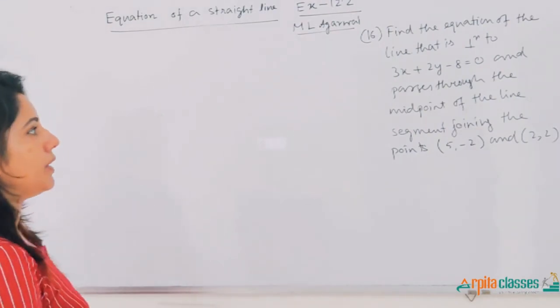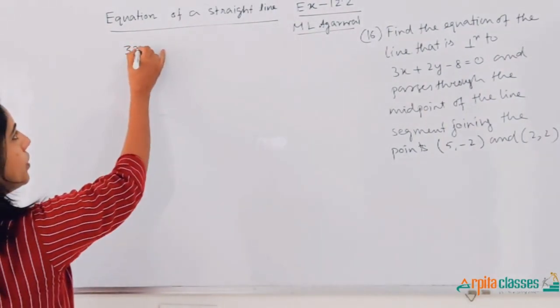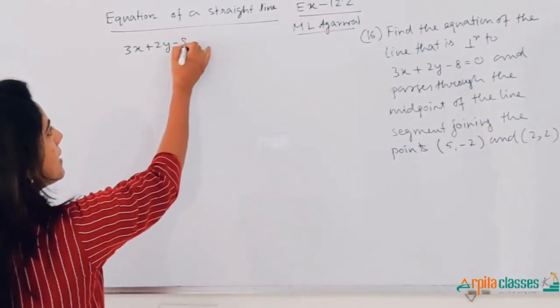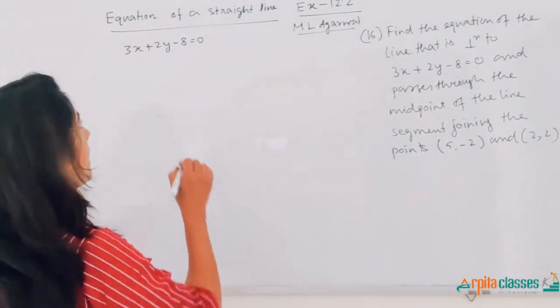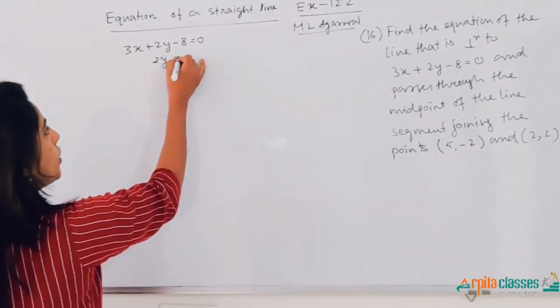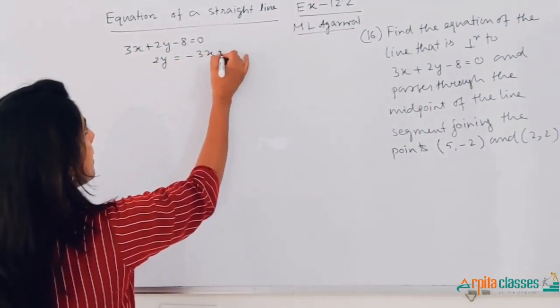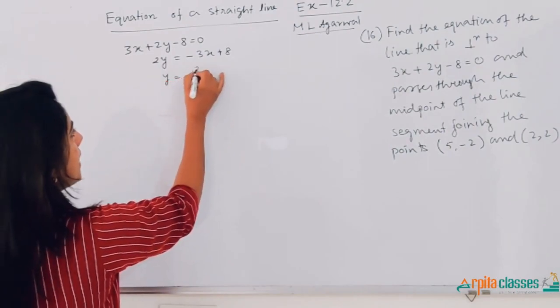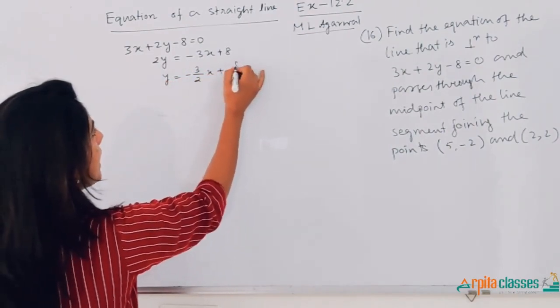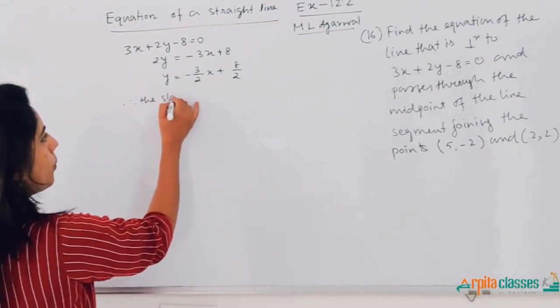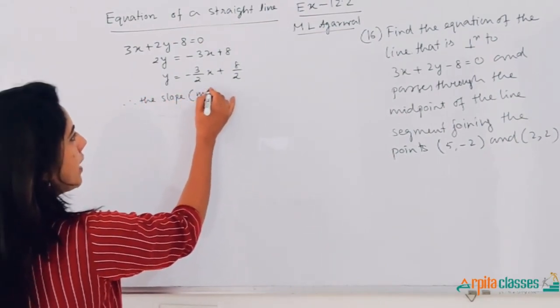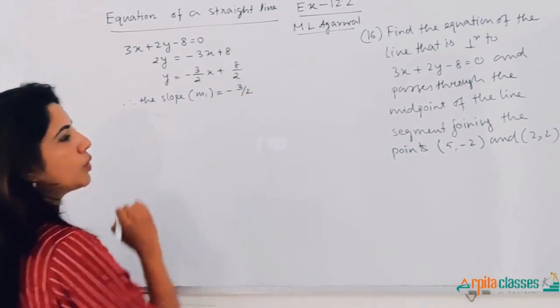Okay, let us start with this. First we will take 3x plus 2y minus 8 is equal to 0 and convert it into y is equal to mx plus c so that we can get the slope from here. 2y is equal to minus 3x plus 8, or y is equal to minus 3 upon 2 x plus 8 upon 2. Therefore, the slope of this line m1 is equal to minus 3 upon 2.